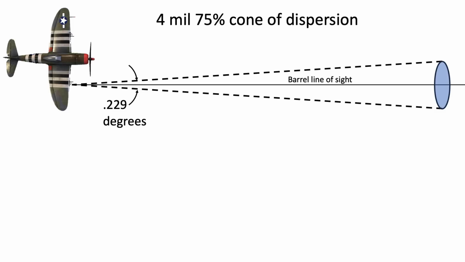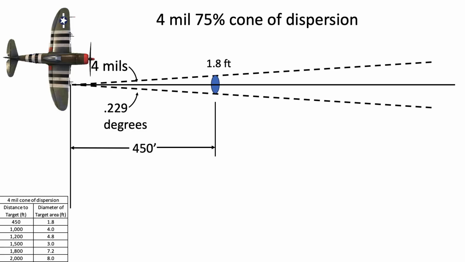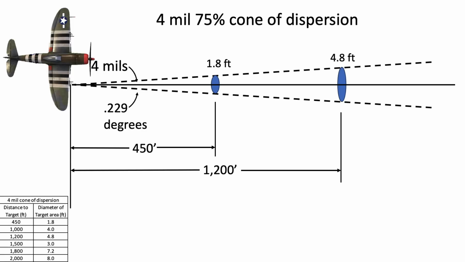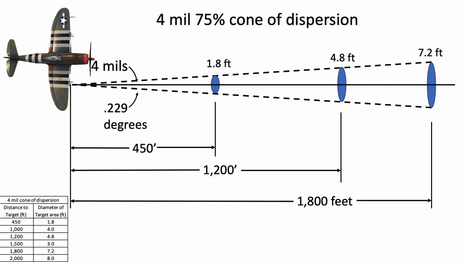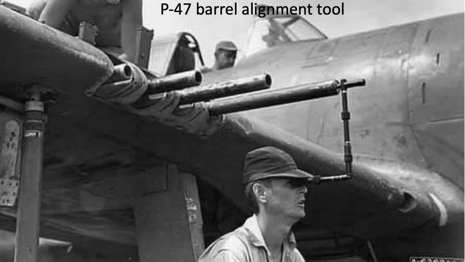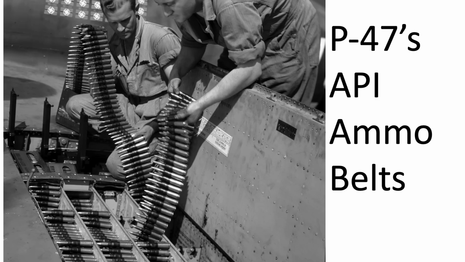The solid line is the barrel's line of sight. 75% of the bullets will strike within a 1.8 foot diameter circle at a range of 450 feet, 4.8 feet at 1,200 foot range, and 7.2 feet at an 1,800 foot range. The fighter's 8 guns' lines of sight will need to be toed in and slightly elevated to harmonize the desired strike pattern with the gun sight at an effective range between 450 and 1,200 feet.